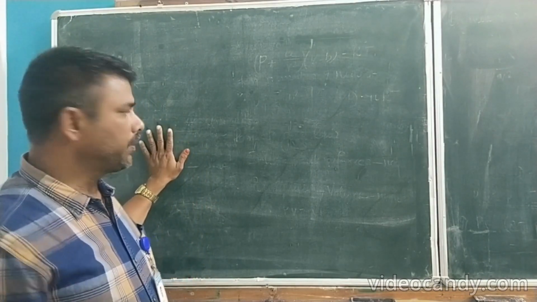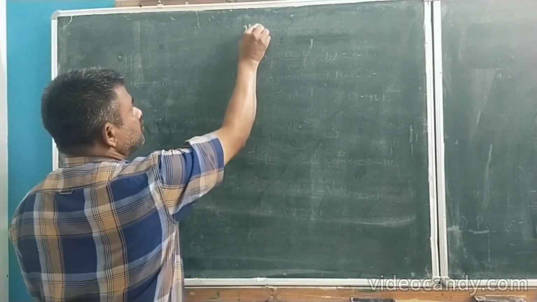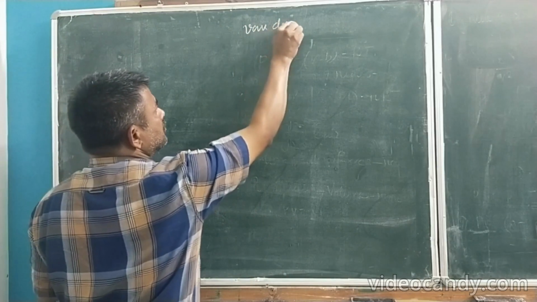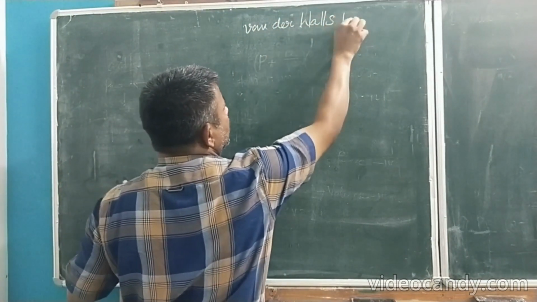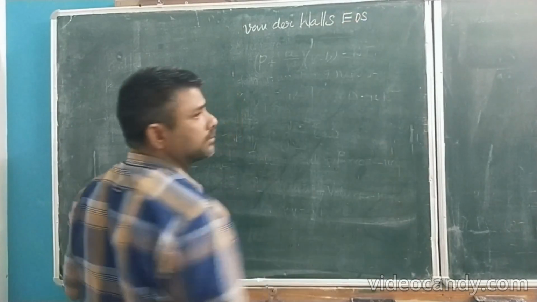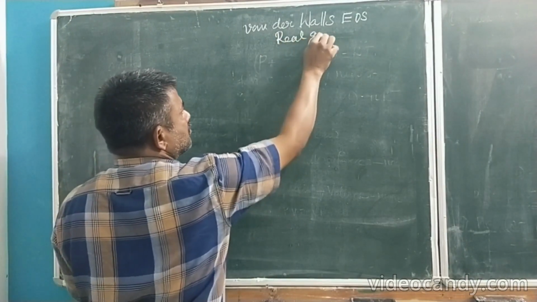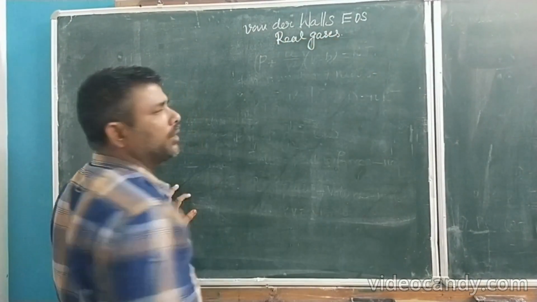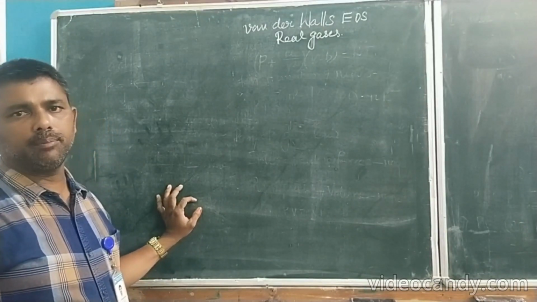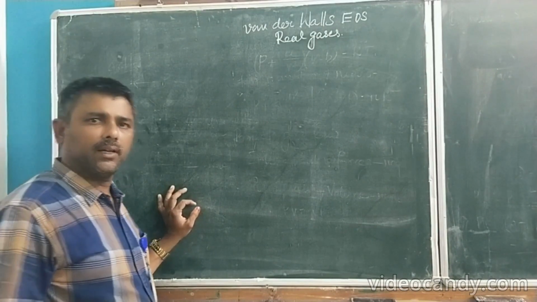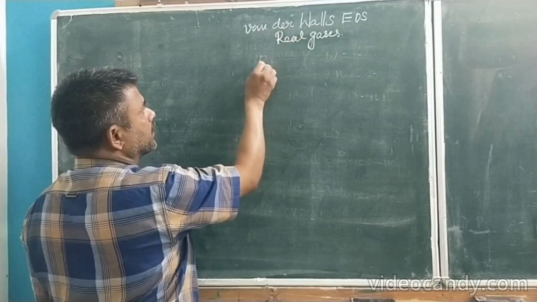Van der Waals equation of state for real gases. Equation of state means an equation which connects the pressure, volume, and temperature of the system. It's called an equation of state: the Van der Waals equation of state.